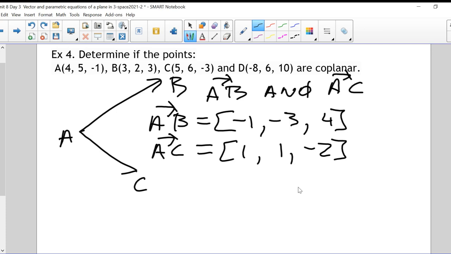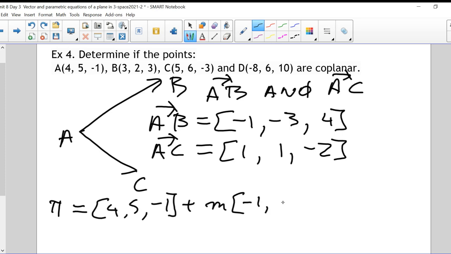So here's our vector equation. I'll use obviously one of these points for my vector equation. So, let me go with the fancy pi thing here that we just saw a while ago. That would be equal to, I'll use 4, 5, minus 1 for no particular reason, right? Because we know that that's one point that's on this plane that we're creating. So I'll go 4, 5, minus 1 plus m times, I'll use the first one here, minus 1, minus 3, and 4, plus t times 1, 1, and minus 2.